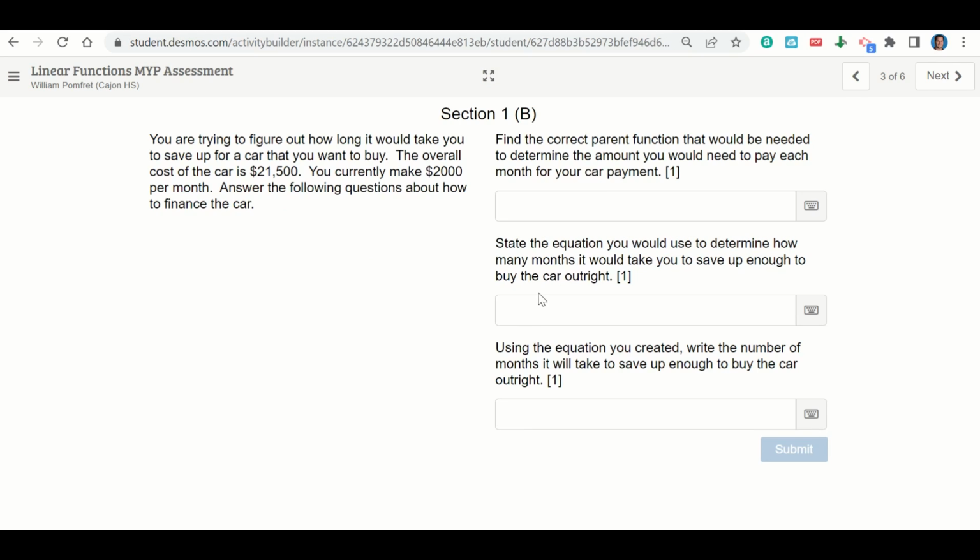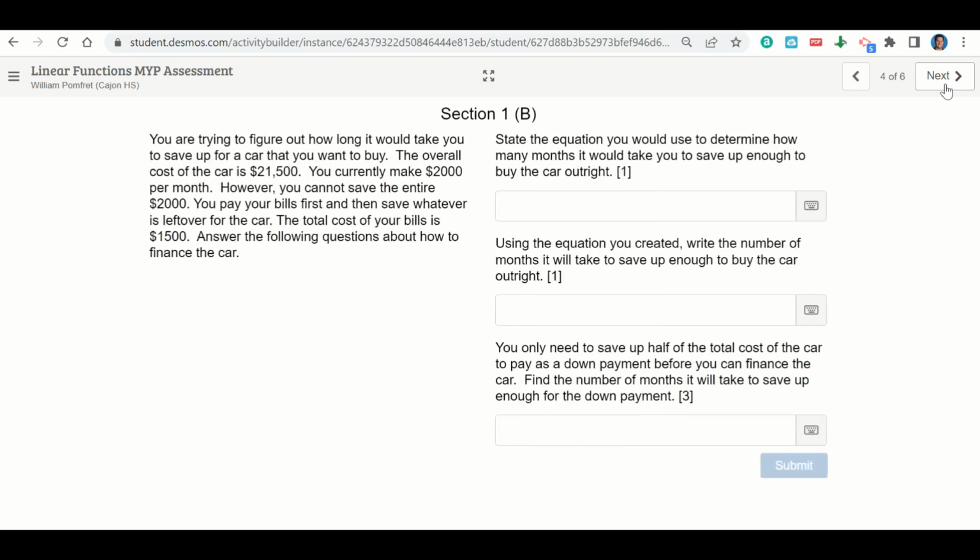The second one says to state the equation you would use to determine how many months it would take you to save up. The third question asks you to solve using the equation you created in answer 2. Then we'll go ahead and click next.